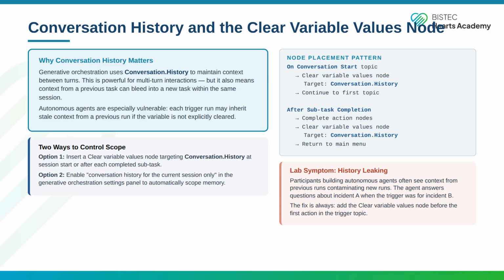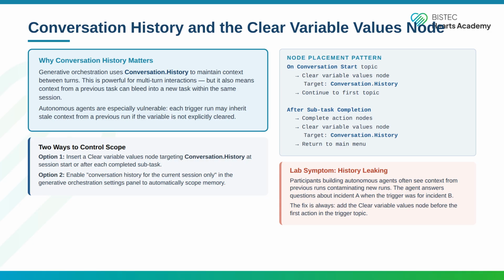Node placement pattern. On conversation start topic, clear variable values targeting conversation.History, then continue. For the autonomous trigger topic, clear variable values as the first node, then retrieve row data, compose notification, send, update status. The lab symptom that tells you this node is missing is the agent referencing a previous incident's details in the current run. The fix is always the same. Add the clear variable values node before the first action.